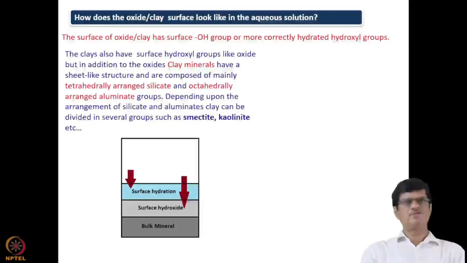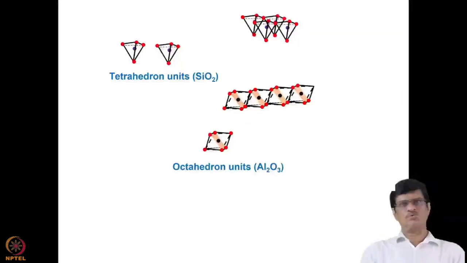These clay minerals also have a sheet-like structure and are composed mainly of tetrahedrally arranged silicates and octahedrally arranged aluminate groups. Depending upon the arrangement of the silicates and aluminates, the clay can be divided into several groups, such as smectite, kaolinite, etc. They come in the next few slides.